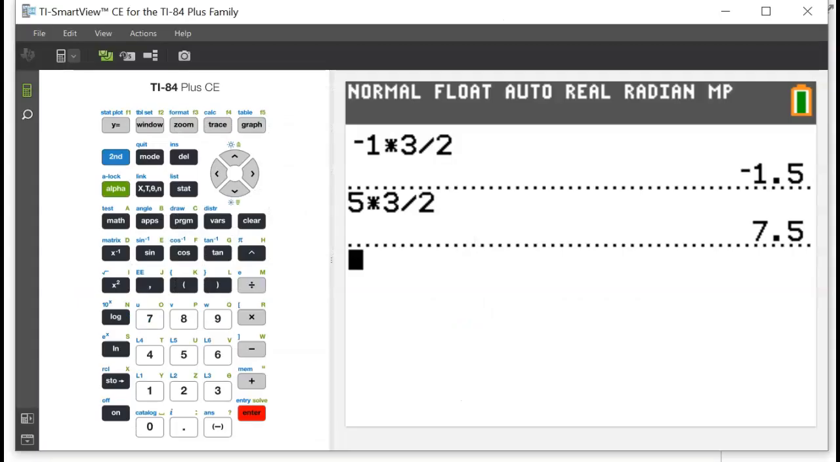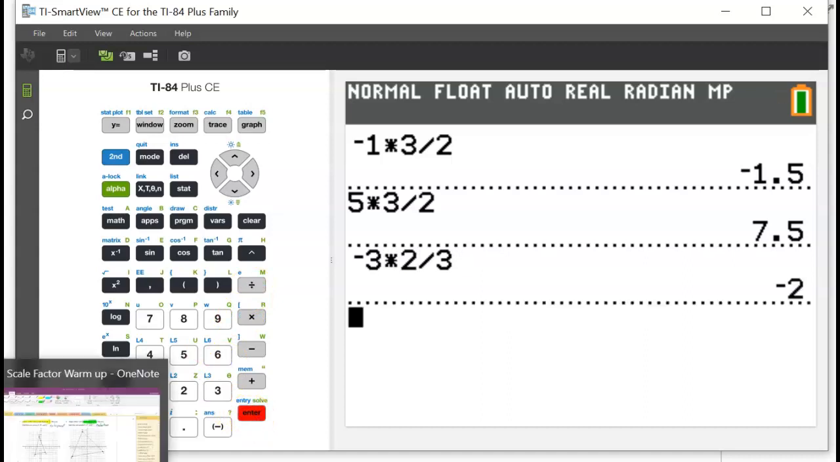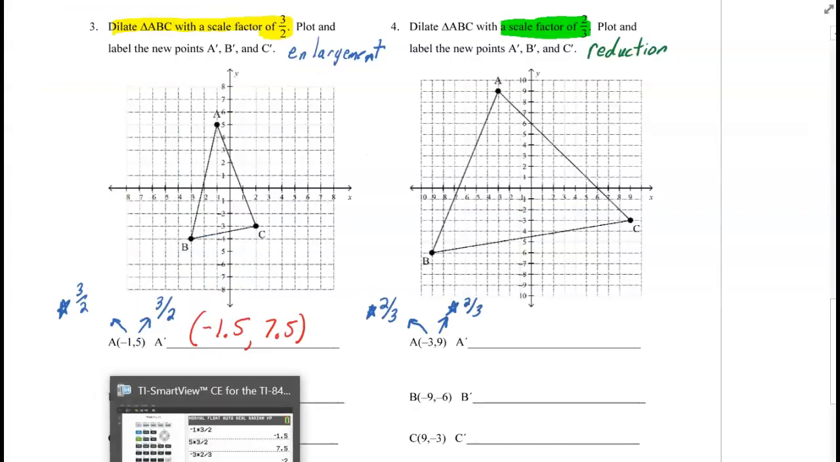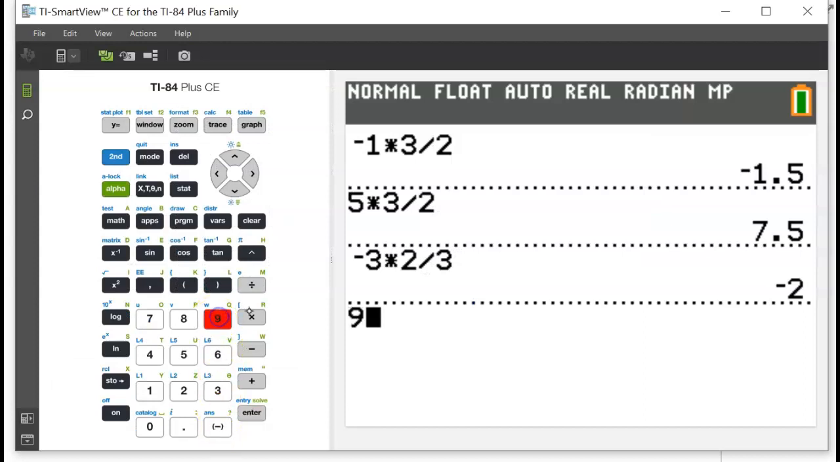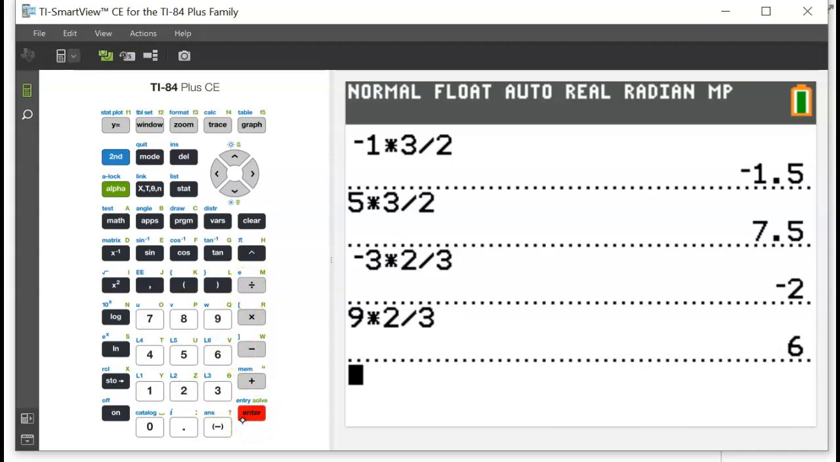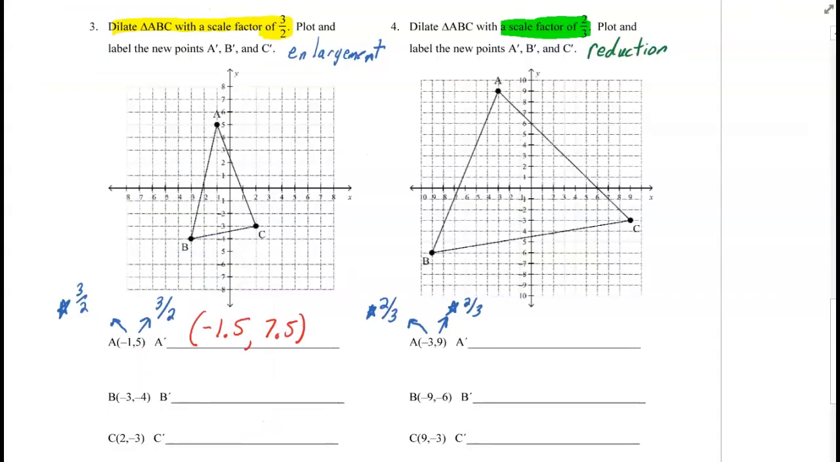Now let's do that with the fraction 2/3, so I'm skipping over to number 4. If I take my calculator and I say -3 times 2 divided by 3, I get -2, and the other point was 9, so I'll say 9 times 2 divided by 3, and I'll get 6. So A prime in problem number 4 is -2, 6.